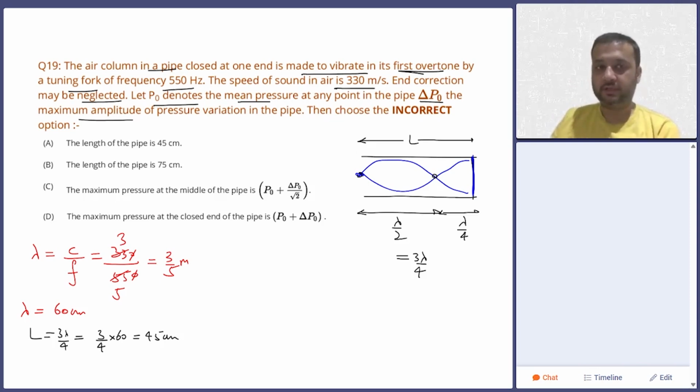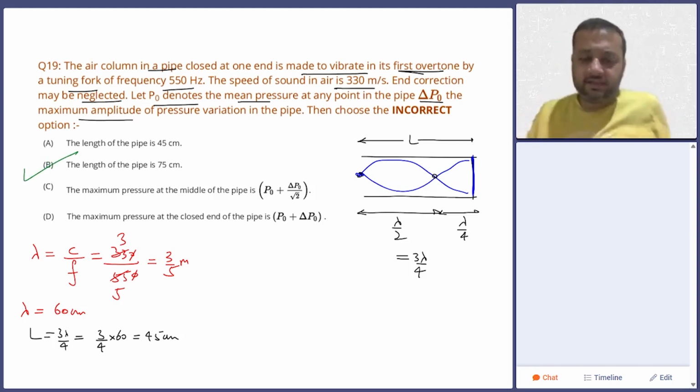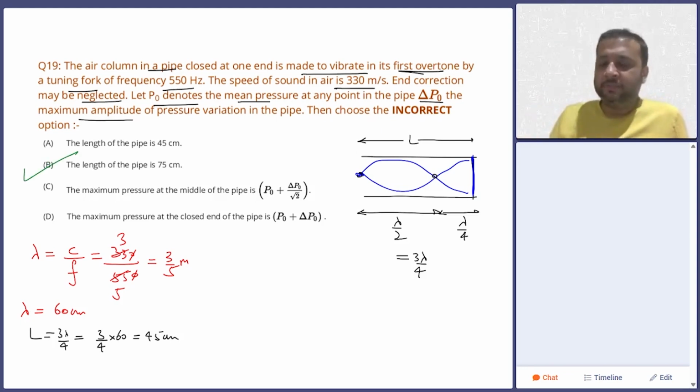We have to choose the incorrect option. Now since A is correct, obviously B has to be incorrect. B is incorrect, so our answer will be B. But for the understanding purpose, let's also find the pressure. The maximum pressure at the closed end, of course, will be P naught plus delta P naught. This is the correct thing.